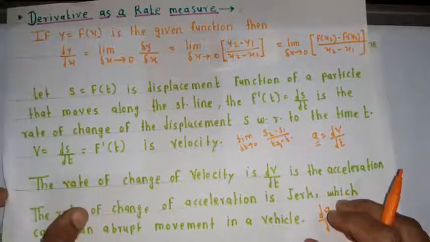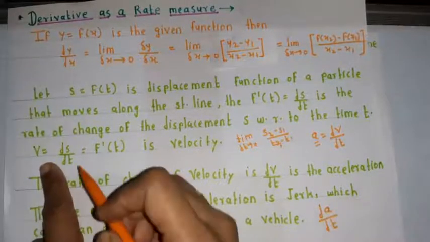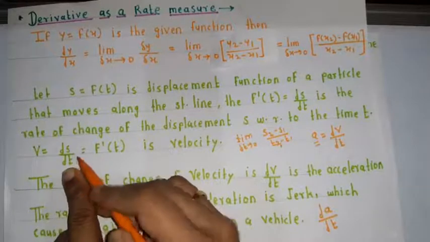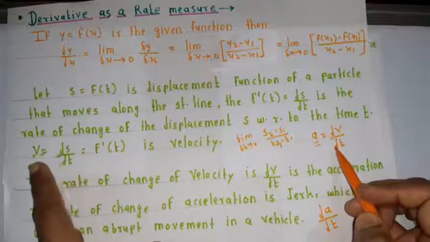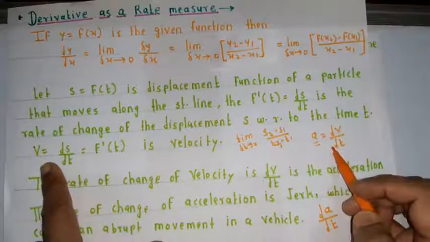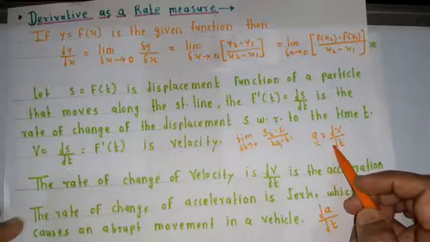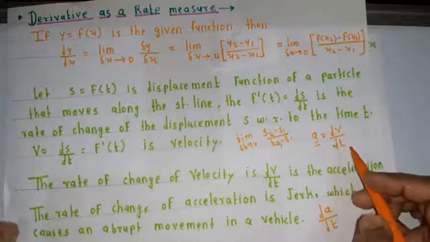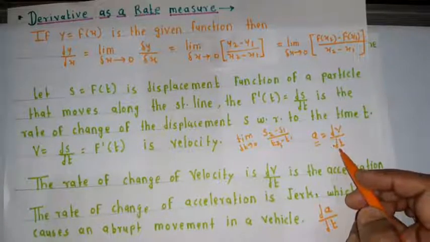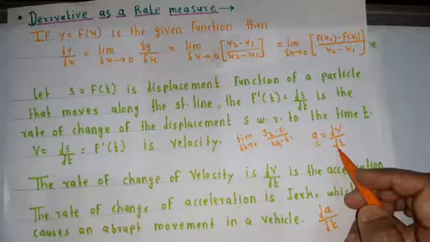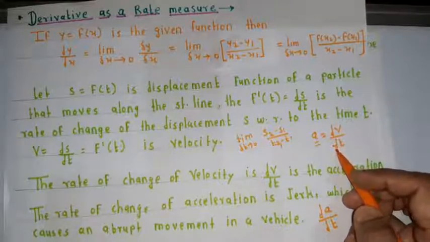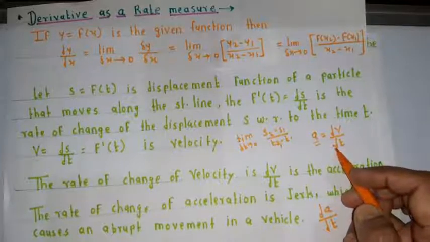And if you see students, v is ds by dt, meaning the first order derivative of the displacement is the velocity. If we take the differentiation of velocity, we get acceleration. That's why acceleration is the second order derivative of displacement. Again we differentiate acceleration, we get jerk, and hence jerk is the third order differentiation of the displacement.